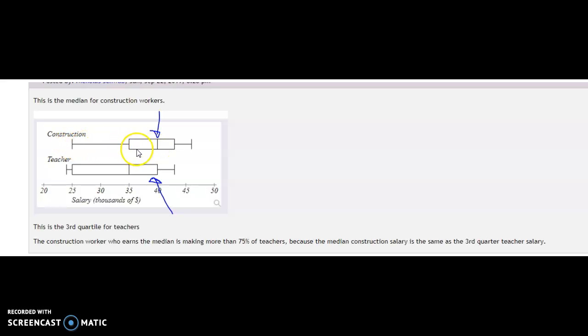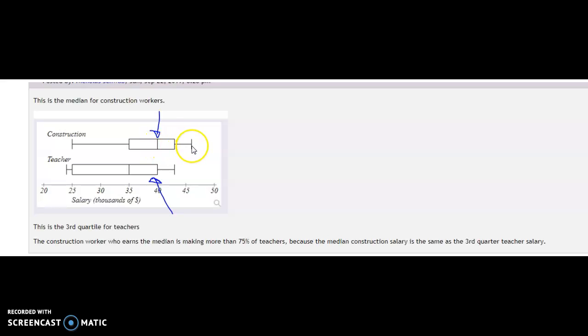So this part is 25%. This part from this line right here to this line right here is also 25%. So this is our 50% mark. This is our median. It's at $40,000. And then this is 25%, and so is this. So 50% of the data is below this, and 50% of the data for the construction worker population is above it.